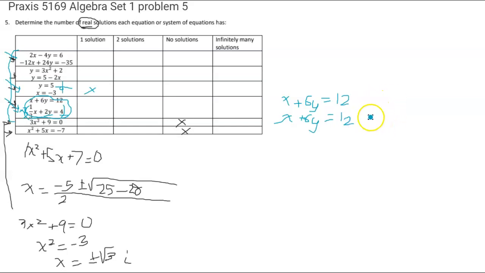What that means is when you graph, the first one is a line, and the second one is a line exactly on top of it. They are the same line. They just look a little different. One of them got divided by 3 on all sides. So there's an infinite number of solutions. Every single point on the line is a solution. And then let's see what happens over here.